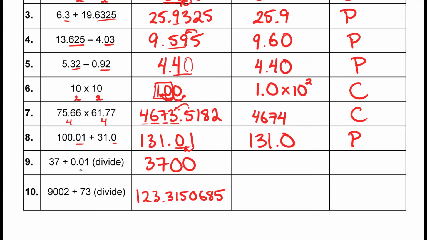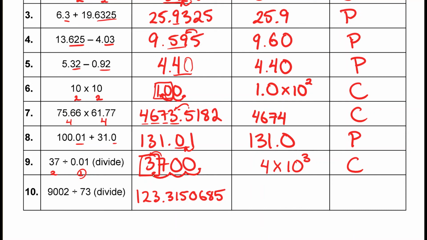37 divided by 0.01, so that's the certainty rule. 2 digits times 1 digit, right? The zeros in front don't count. They're not significant. So we have to round this to 1 digit. How do you round this to 1 digit? You have to move the decimal place over 3 times. So it'll be something times 10 to the 3. And the next digit is a 7, so we round it up to a 4.